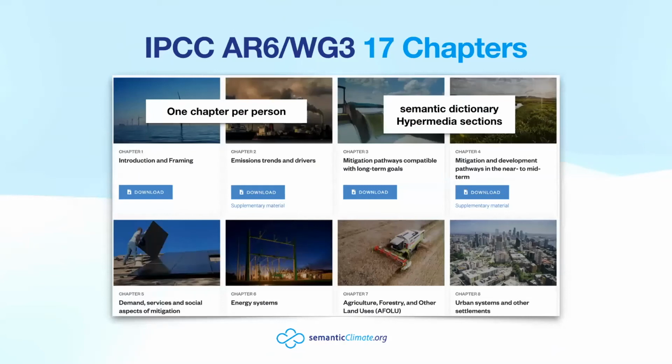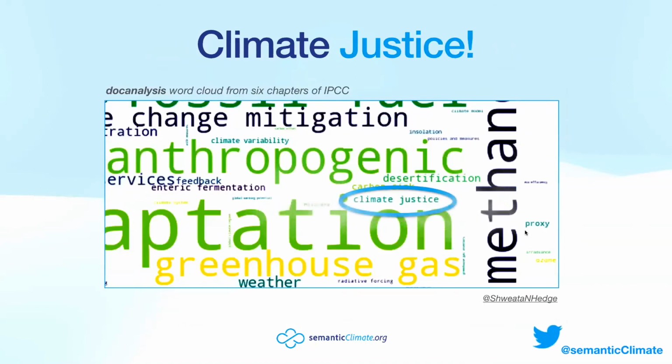You join us as a volunteer, you choose one chapter on the IPCC, whichever you like, which is your favorite, create a semantic dictionary and create hypermedia sections. We can find climate justice in the IPCC. And that is my point, that the data, the knowledge, the information is there. It's about us finding it. And with semantic climate, we can find justice.